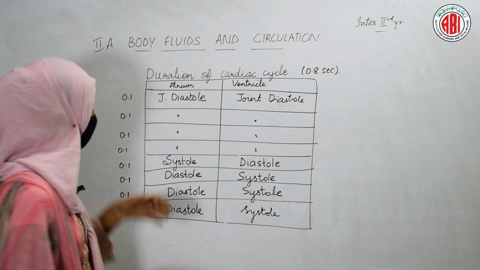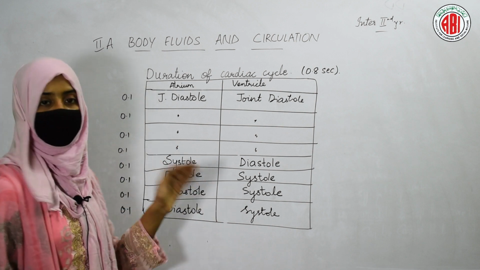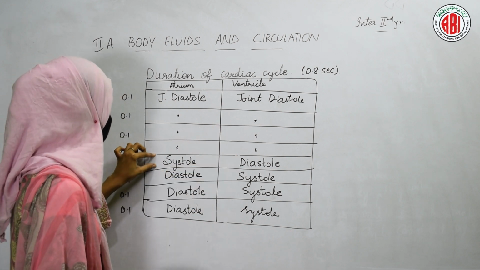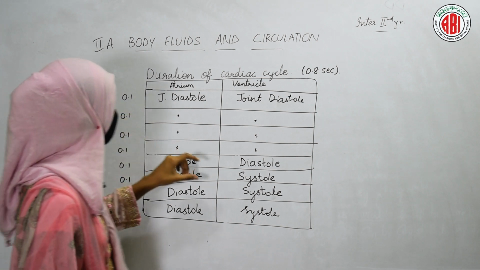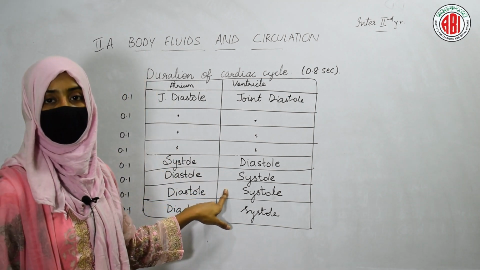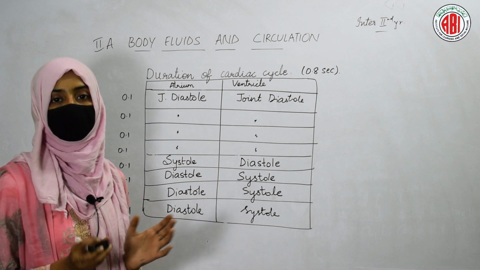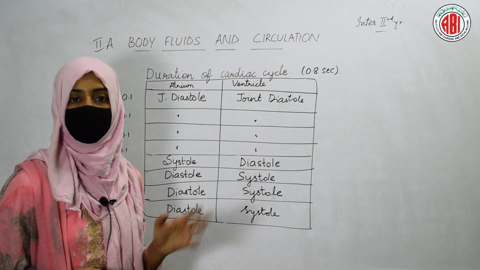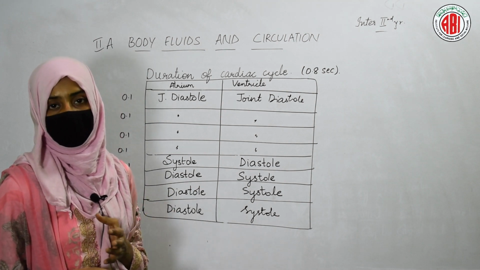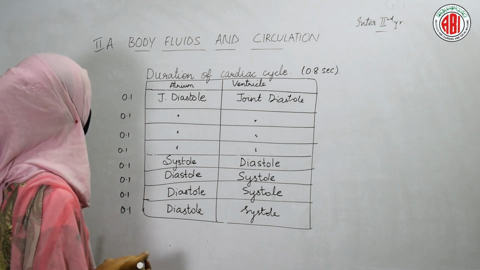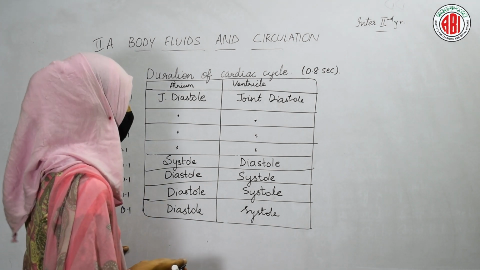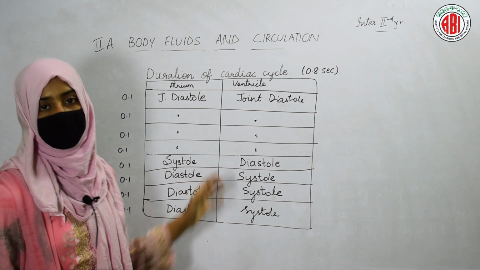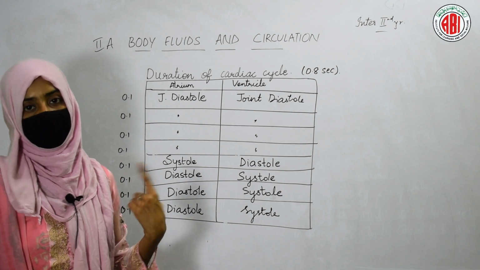Relaxation of the atrium is called atrial diastole, and relaxation of the ventricle is called ventricular diastole. The contraction of the atrium is called atrial systole. The contraction of the ventricle is called ventricular systole. This is how the contraction and relaxation, that means systole and diastole, of all the chambers found in our heart take place. Due to this contraction and relaxation, our heart initiates a heartbeat and completes the cardiac cycle. One cardiac cycle produces one heartbeat.